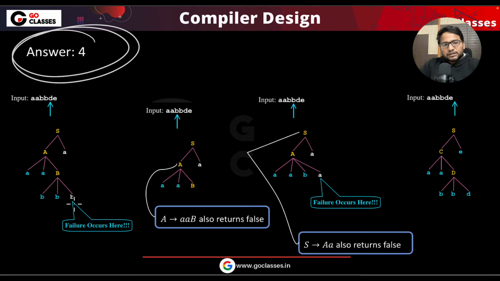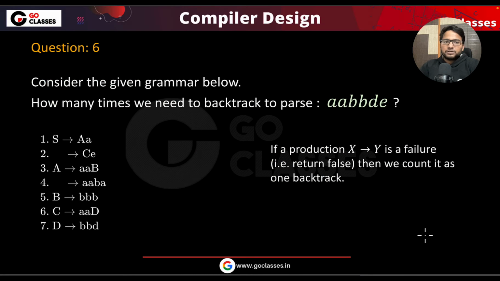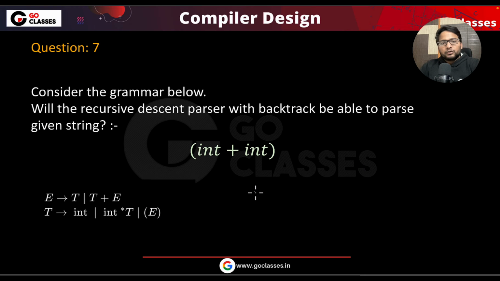Okay. So there's a failure here. Because of this failure, this B got failed, and A gives AB also returns false, right? This is also false. So this is fail, this is fail, this is fail, this is fail. So there are 4 fails, right? So there are 4 backtracks that you need to do. I hope you understood this particular question. This was question number 6. Now let's move to the next question, which is question number 7.